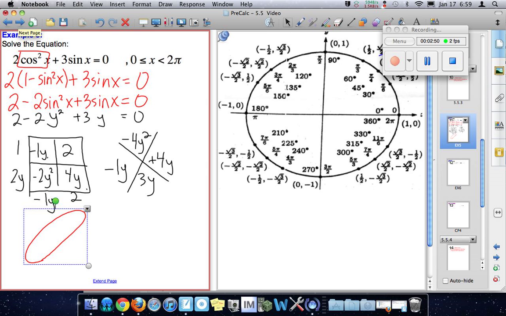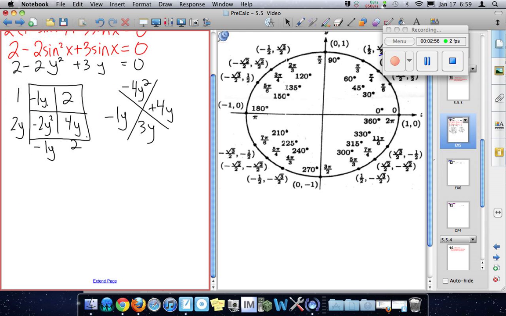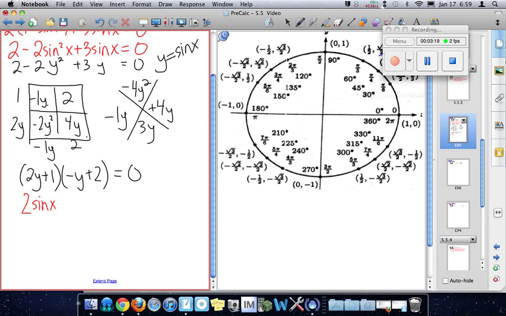Let's see. Now we're going to write it as a product. So we have the product from my previous sum is going to be replaced with 2y plus 1 times negative y plus 2 equals 0. But of course, remember earlier we replaced sine of x with y. So we're going to go back and replace that again here. So we're going to have 2 sine of x plus 1 times negative sine of x plus 2 equals 0. And now I'm going to solve these two functions for when are they 0.